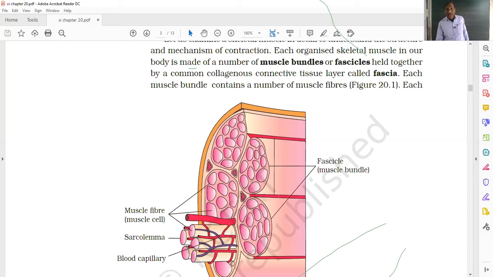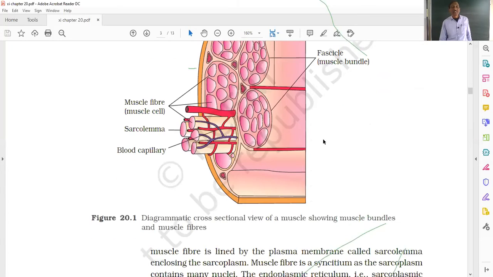Now, one single muscle cannot perform any capable function, because that will be a very weak function. So a large number of muscles come together and form a bundle, and the bundle of the muscle is known as a fascicle. And a large number of fascicles come together and form fascia. So you can see here fascia. Okay, so this is the structure.